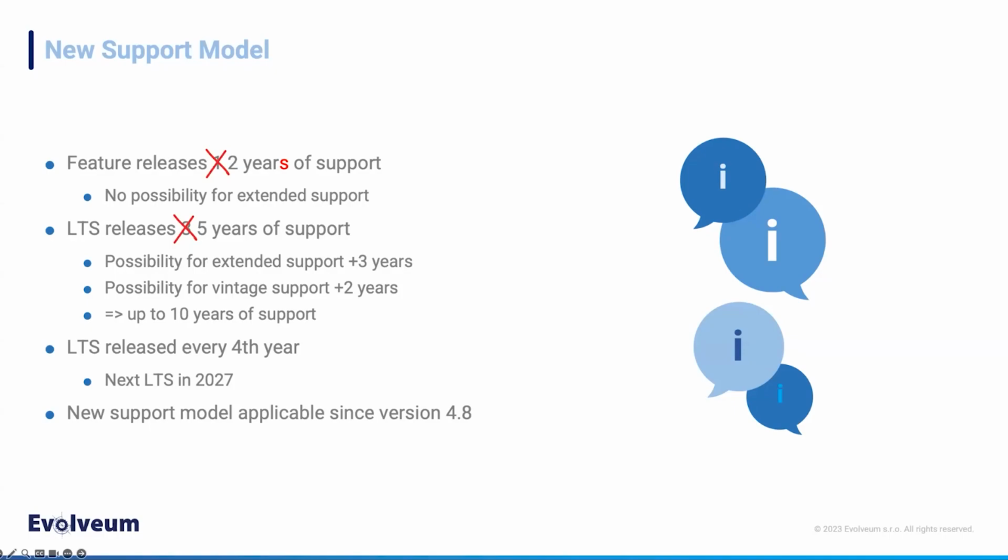In case of the LTS versions, there are 2 options to prolong the support. First with the extended support, adding 3 years, and after that, with the vintage support, adding another 2 years. Adding this up, LTS versions can be supported up to 10 years. All the previously stated changes also led to an adjustment in the frequency of LTS releases. This is a change from releasing an LTS version every second year to every 4th year, which results in the next LTS version being released in autumn 2027.